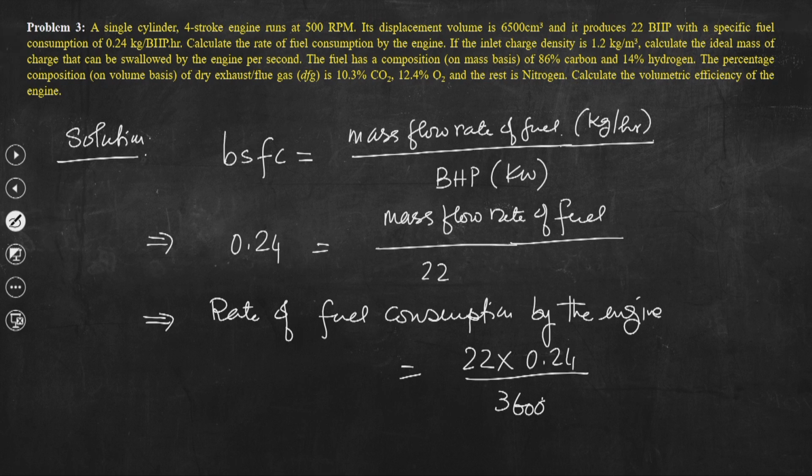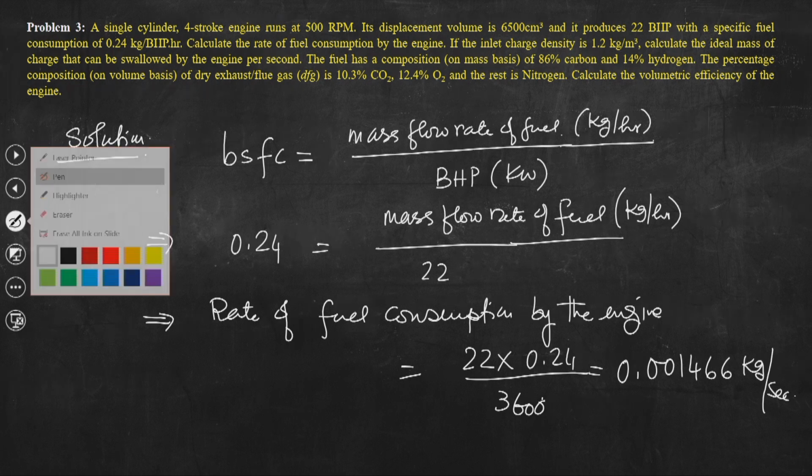So, essentially this is kg per hour, and if we need this quantity with unit kg per second, then we have to divide by 3600, and this is coming as 0.001466 kg per second. So, this is what we can write.